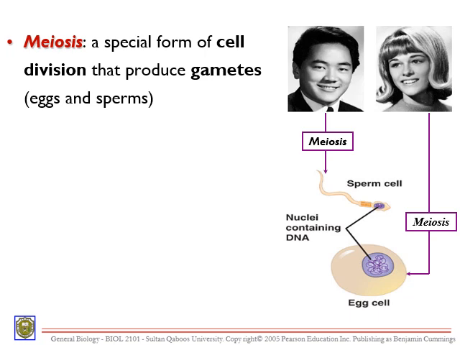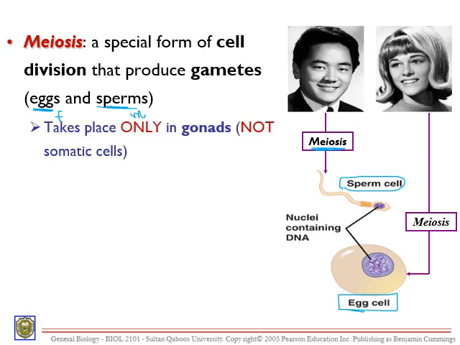Okay, so what is meiosis? Meiosis is a special form of cell division that produces gametes. Now the gametes are eggs in female and sperms in male. Okay, let's have a look at this figure. So we've got meiosis. Meiosis takes place in gonads, producing sperm cells if it was male, and egg cells if it was female.